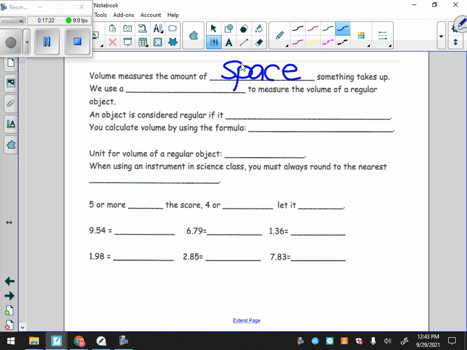What do you think, Elena? If it's regular, it's going to be symmetrical. It's going to have sides I can measure. Symmetrical in all areas. Let's see. Is this symmetrical? No. How about this? Yes, I can measure it. What do you think I'm going to measure it with? A ruler.